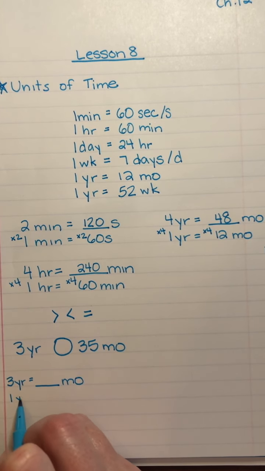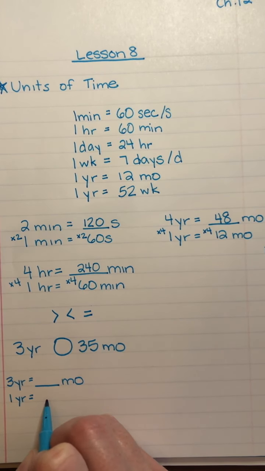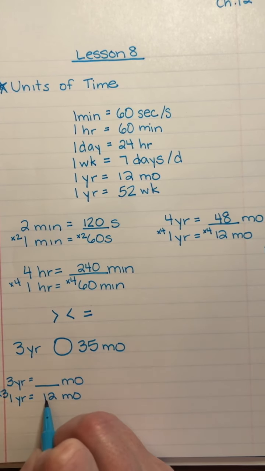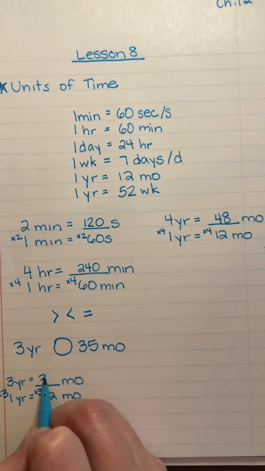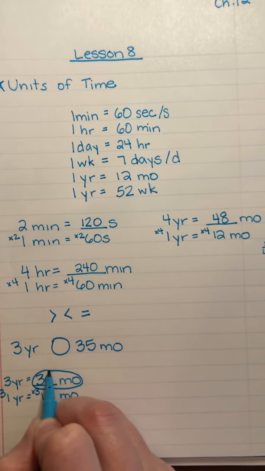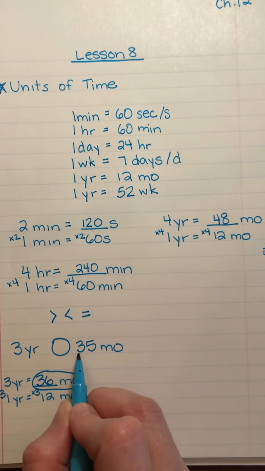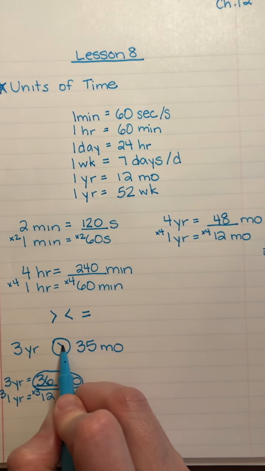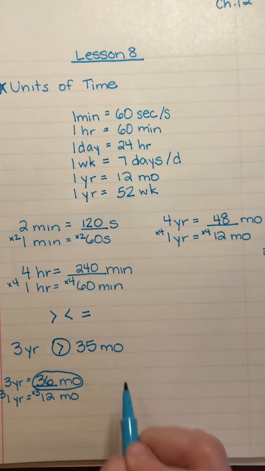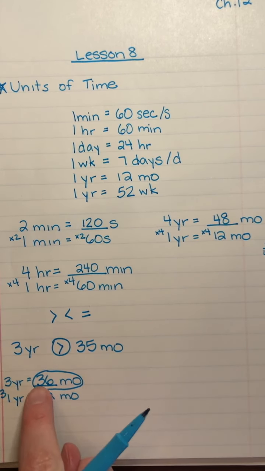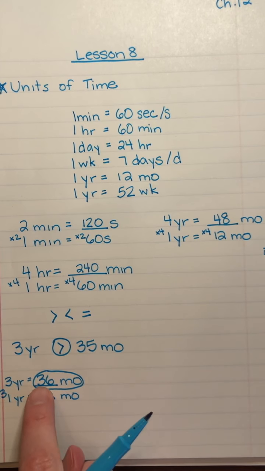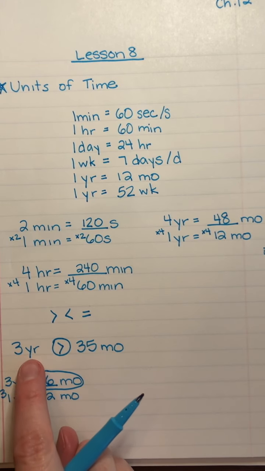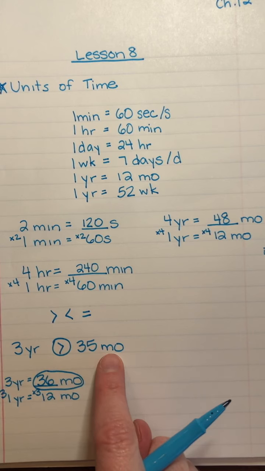Well, I know 1 year, based on my chart up top, 1 year has 12 months. 1 times 3 is 3. 12 times 3 is 36. So I've got 36 months on this side compared to 35 months on this side. Ooh, I now can confirm, safely say that 36 months, 3 years, is greater than 35 months. It's close, but because I went through and showed my work and I confirmed that, oh yeah, 3 years is equal to 36 months, I now know with 100% certainty that 36 months is greater than 35 months.